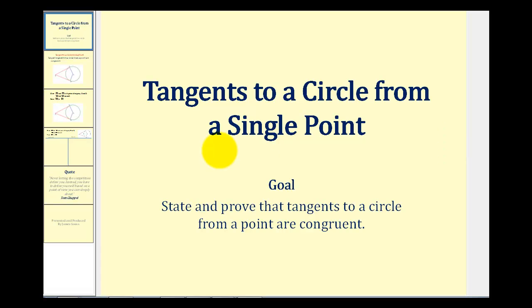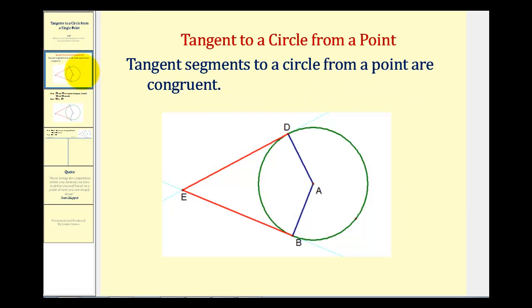Welcome to a lesson on the tangents to a circle from a single point. The goal is to prove that tangent segments to a circle from a point are congruent. So in this diagram, notice that segment BE and segment DE share the endpoint E and are also tangent to the green circle. We want to prove these two red segments are congruent.